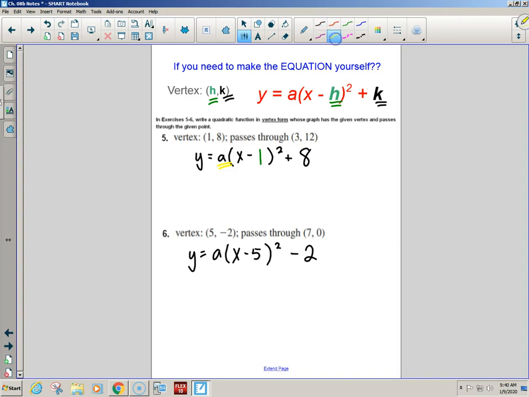Now, hold on. Wait a minute. What have I highlighted in both of these if you put your vertex in? Who's missing? A. Oh, that's okay, though. What else do we have?